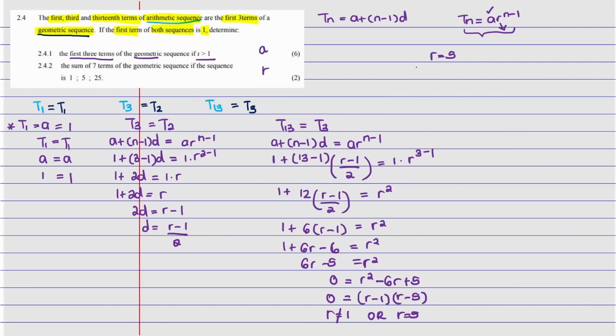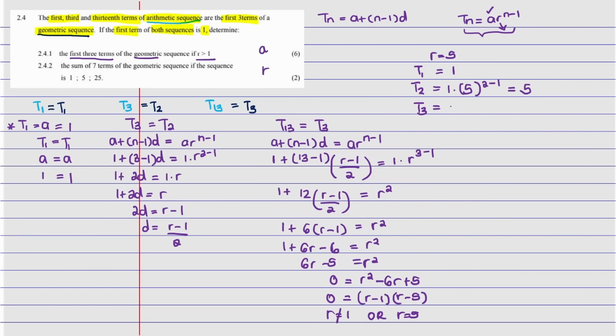So now we're going to be finding T1, T2, and T3, right? We know that T1 is equal to A, and A is equal to 1. So we already have that. For T2, we're going to use the formula. It's going to be 1 multiplied by our R, which is 5, to the power n minus 1, which is 2 minus 1. So our second term is going to be equal to 5.